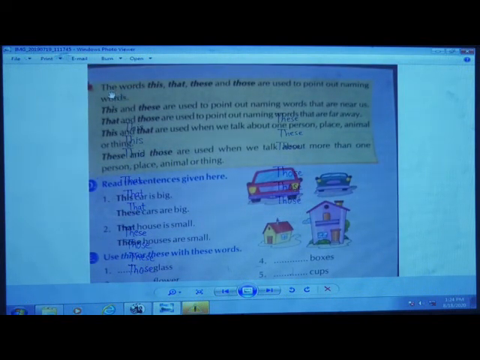See here. The words that, these and those are used to point out naming words. This and these are used to point out naming words that are near us. That and those are used to point out naming words that are far away. This and that are used when we talk about one person, place, animal or thing. These and those are used when we talk about more than one person, place, thing or animal.